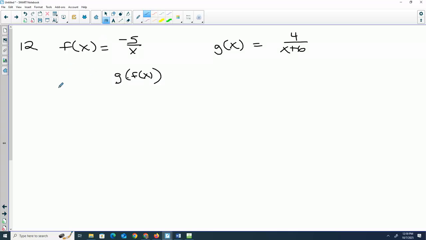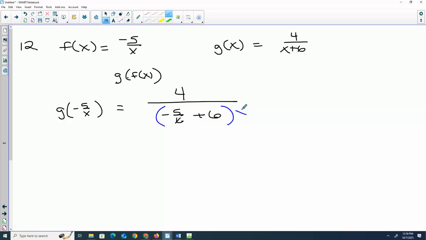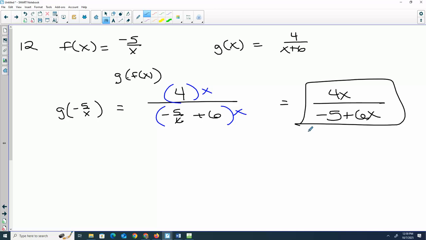So we start on the inside. What is F of X? I am plugging that into G. So G is 4 over the thing I'm plugging in plus 6. Now this is bad notation. We don't leave a fraction in a fraction. So how do we fix it? Times x on top and bottom. That gives me 4x over -5 plus 6x. That's my composition.